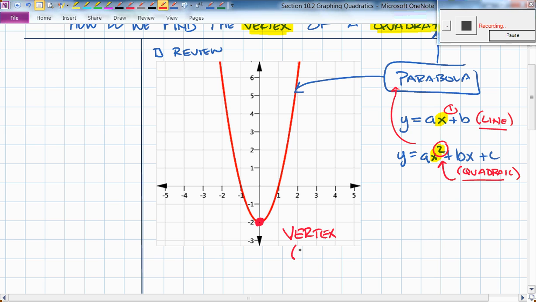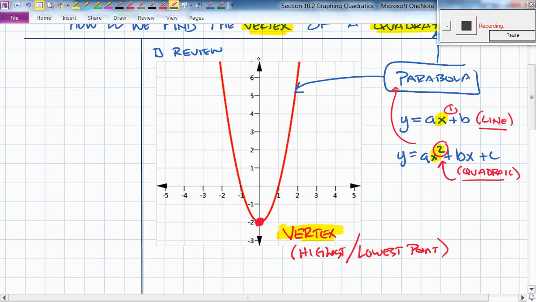It can either be the highest point, or in this case, it's the lowest point. Yes, all right? Kind of a loaded question. It can either be one of those two things. It can either be the highest point, or it could be the lowest point. And today we're going to focus on how we find those things.